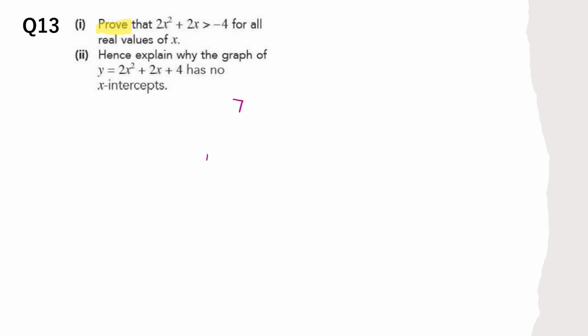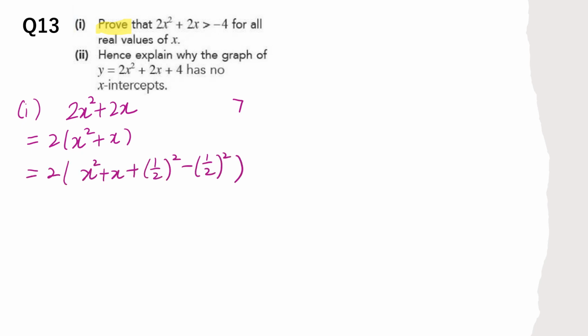It's just 2x squared plus 2x, and you need to prove that for all real values of x, 2x squared plus 2x will always be more than negative 4. So here we will have to apply the completing the square method. Okay, so let's look at how we do it. Factorize 2 out, because to apply completing the square method, we need the coefficient of x squared to be 1, right?